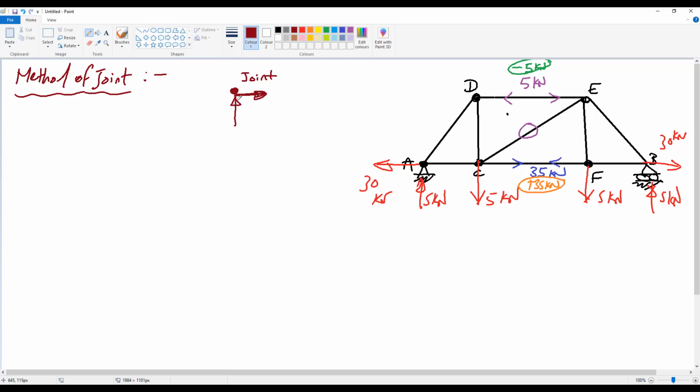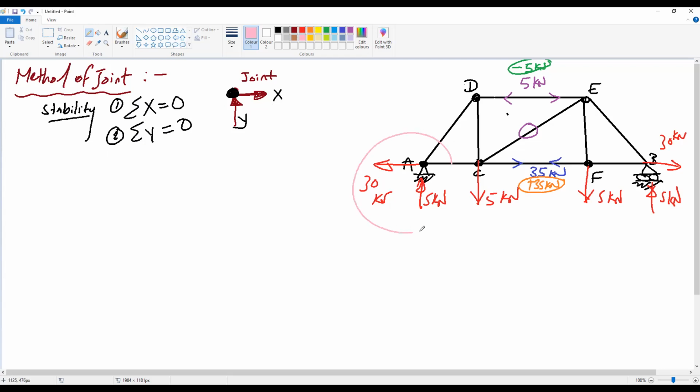each joint, because this joint cannot transfer the moment, so each joint can have only forces in X direction or Y direction. So the equilibrium equations for this joint are only 2: summation X equal to 0, summation Y equal to 0. So for the method of joint, we can only apply 2 equilibrium equations at each joint, summation X and summation Y. Okay, let's see if we study the stability of joint A.